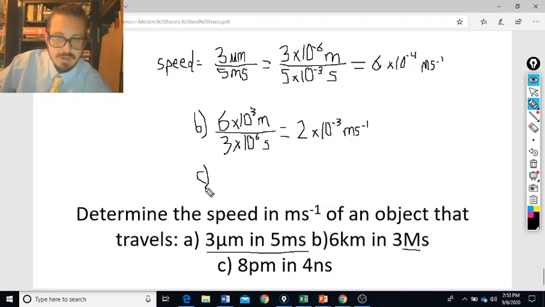The final one here, hopefully by now you've had a chance to maybe pause the video and go into your notes. You know what a picometer is, you know what a nanosecond is. And so if you haven't already tried your hand at this calculation, pause the video now and go through the working for yourself, and then hit play again and we'll compare notes.